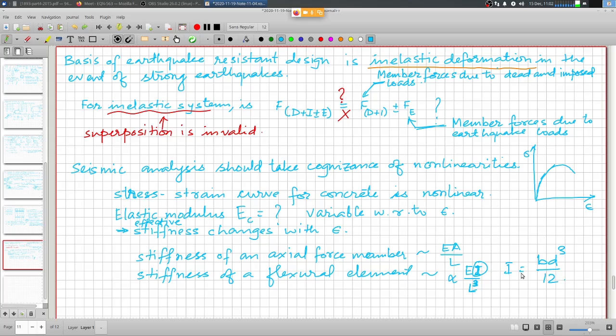I = bd cube by 12. Right, so effect of depth is much more stronger than increasing the width of the beam. So the stiffness of the beam, flexural capacity, flexural rigidity of the beam would increase much more rapidly if the depth is increased rather than the width, right?